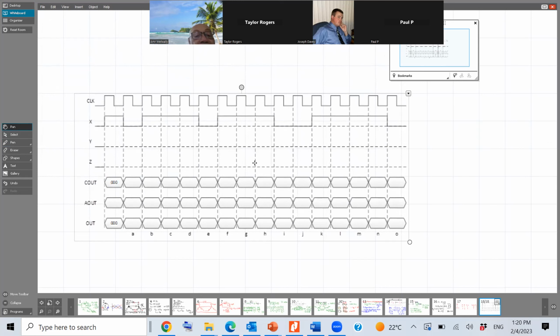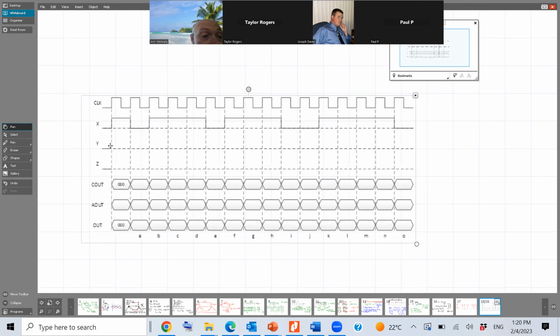Yes, excellent. X needs a setup time. X should exist before the rising edge. But since before the rising edge we had no X, or X went up at the same time as the clock, it will miss the clock. Okay, so I will put here 0.